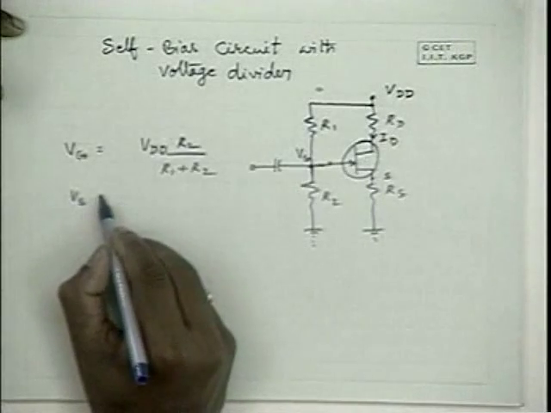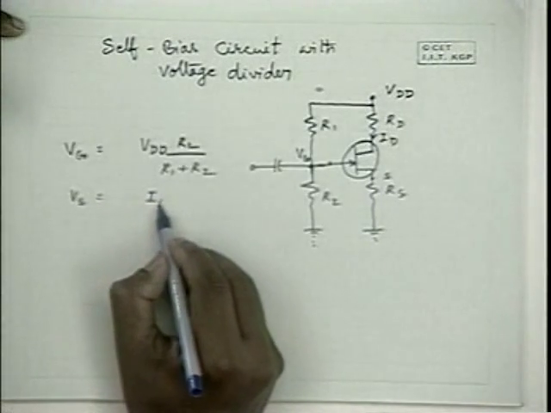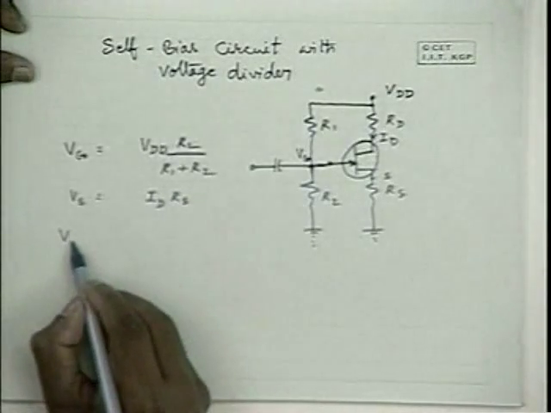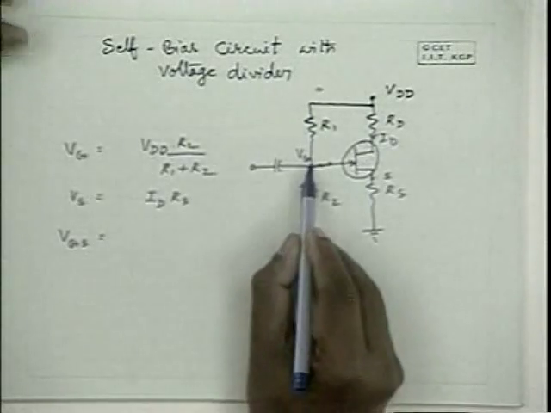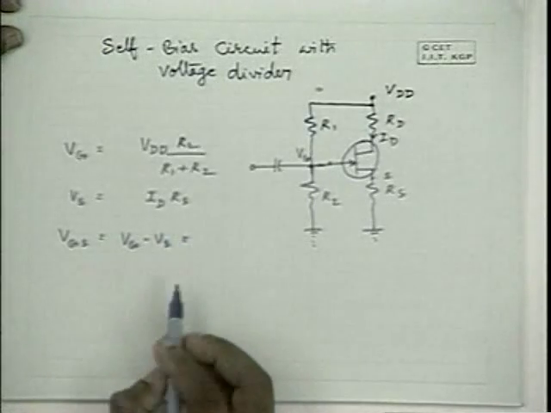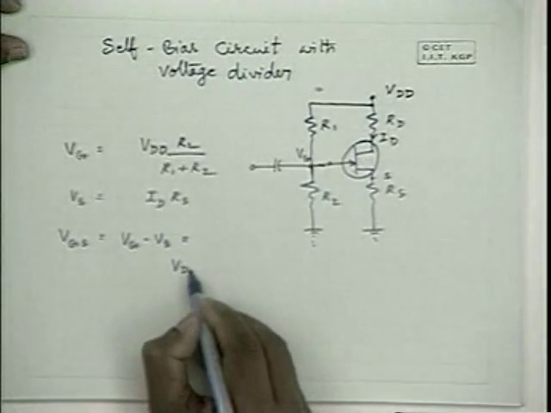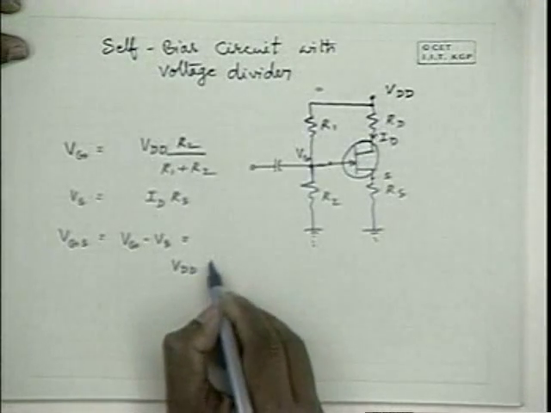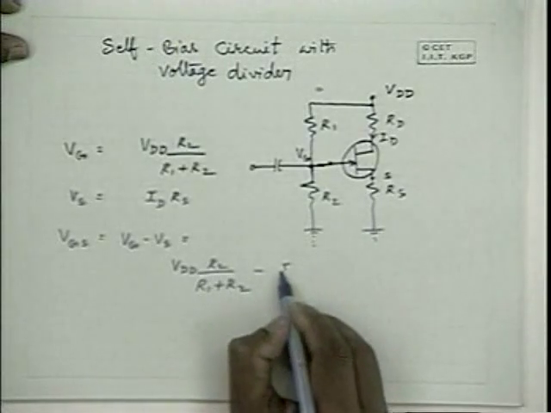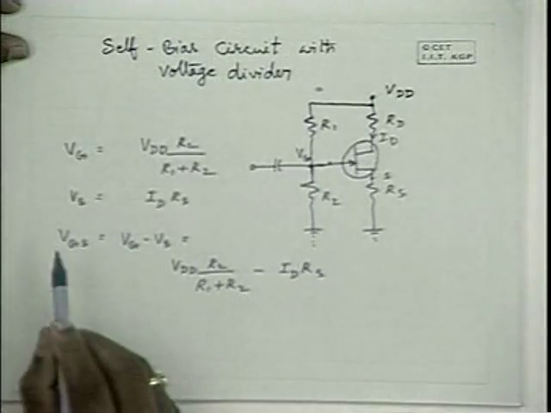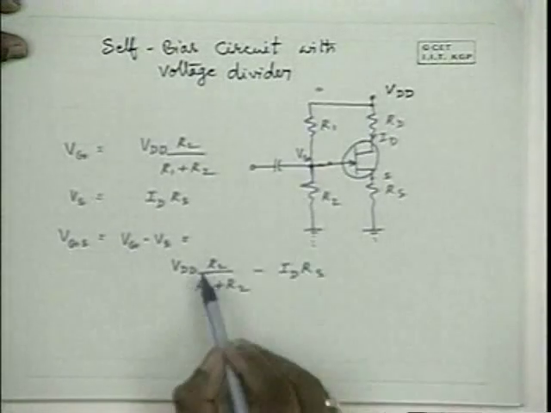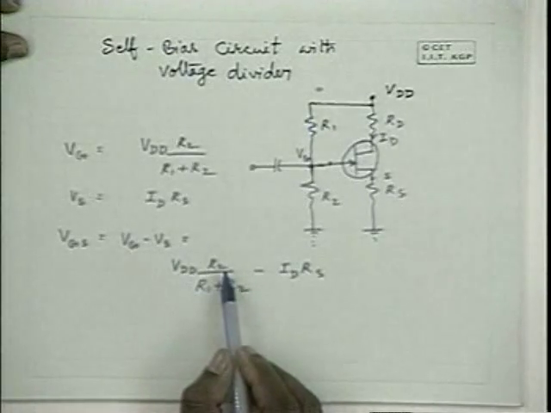At source, the potential is ID into RS. Now the gate to source potential is this voltage minus this voltage. So this is equal to the fixed voltage Vg, that means VDD into R2 by R1 plus R2, minus IDRS. Previously, VGS was minus IDRS itself, and through this arrangement we are providing an additional term here. That's the only difference.